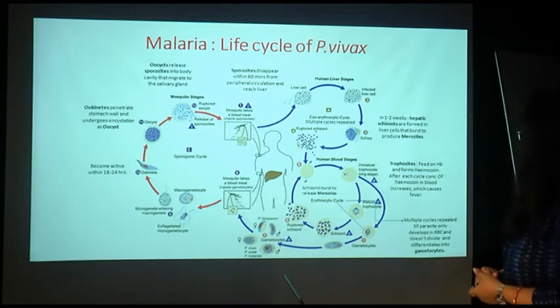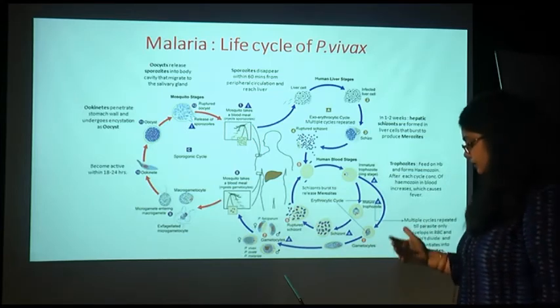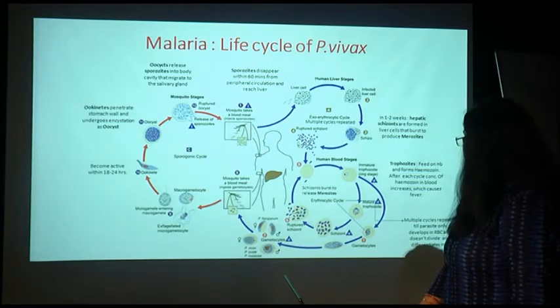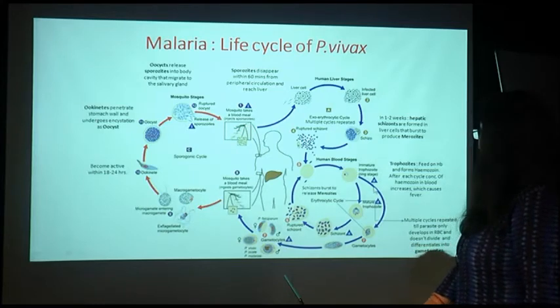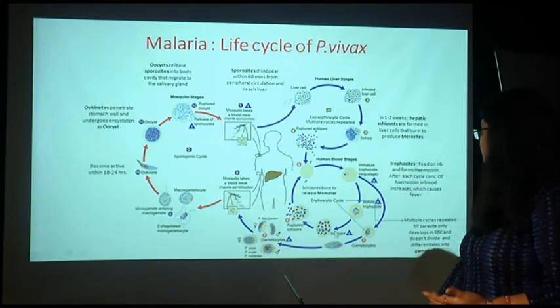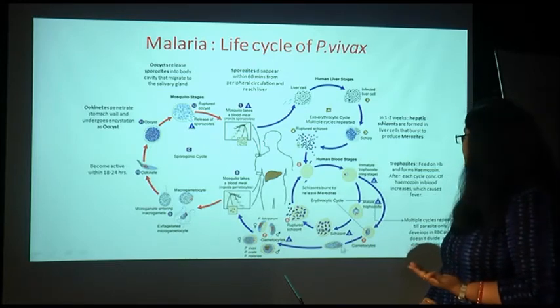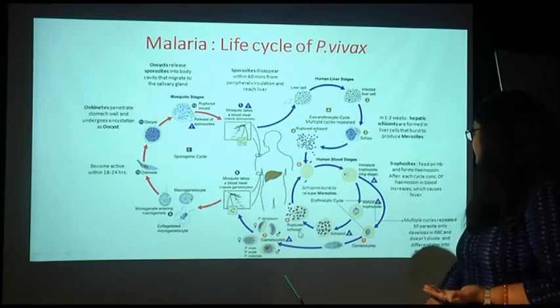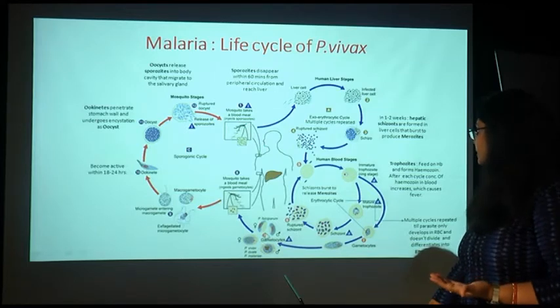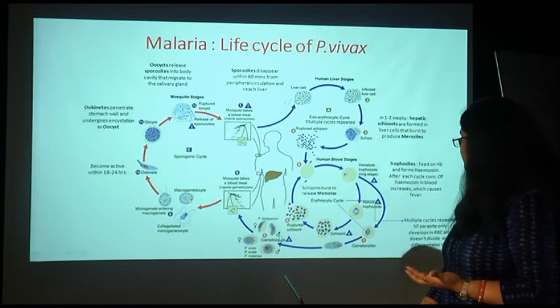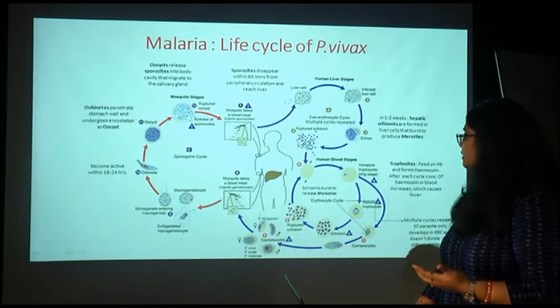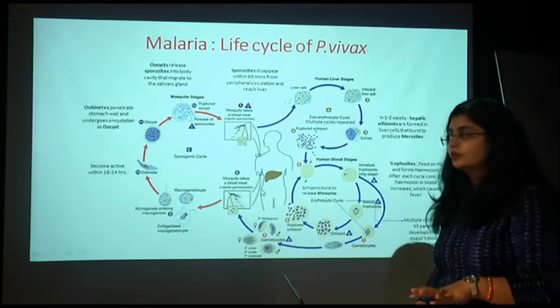So now multiple cycles are repeated, and then there comes a stage where the immature trophozoites no longer form the schizont stage, but they differentiate to form the gametocytes. They would form the male and the female gametocytes. Now these gametocytes are released into the blood circulation, and these are taken up further by a mosquito to complete the sporogenic cycle.